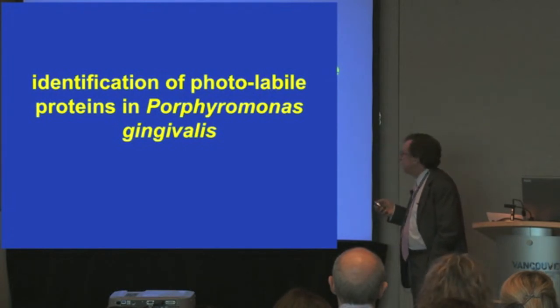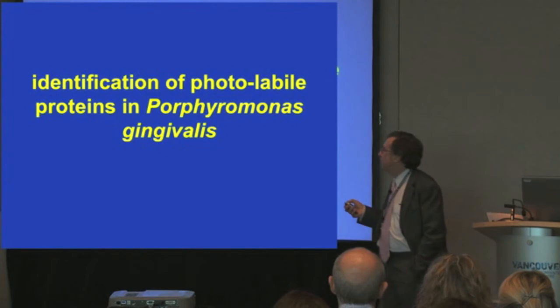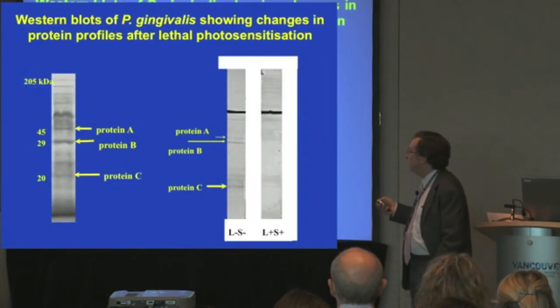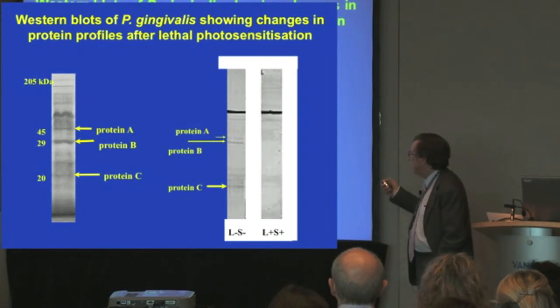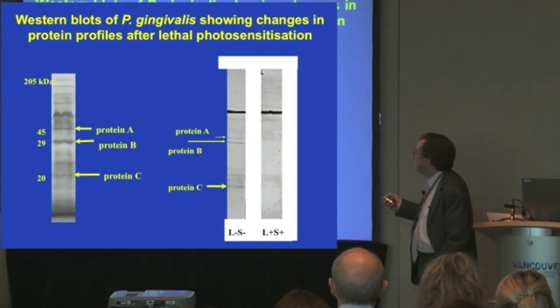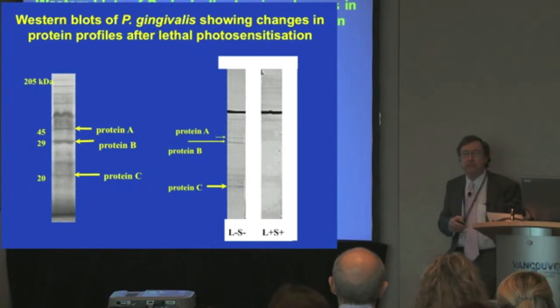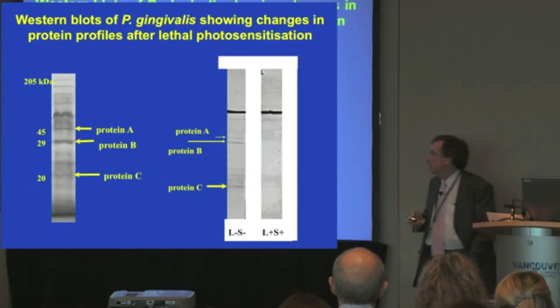We've also identified some of the photolabile proteins in P. gingivalis. This is a Western blot of P. gingivalis, and this is looking at a particular region of that before photosensitization and after photosensitization, and concentrating on these proteins, protein A, protein B, and protein C. And you see that these particular proteins are absent in the Western blot after lethal photosensitization. So they've disappeared, something's happened to them.